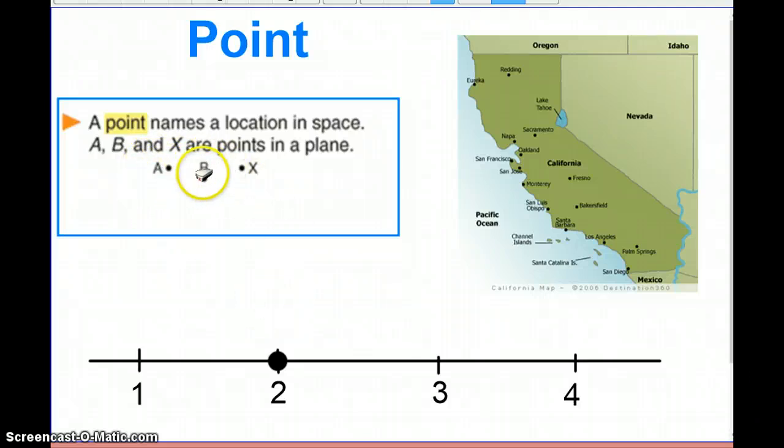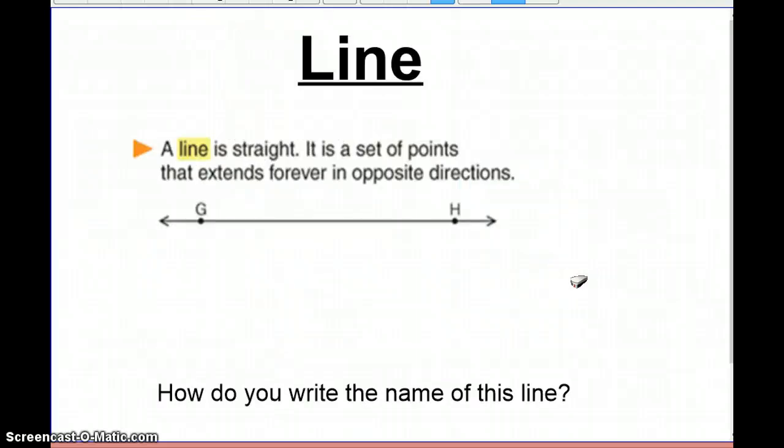Here we have point B. This is point X. So again, remember that a point is a period. So think PP, point, period. And it names a location in space, whether it be a point on a line, a point in a circle, etc. Our next word is line.